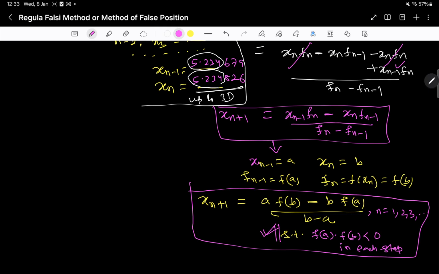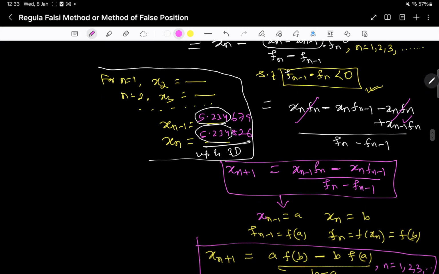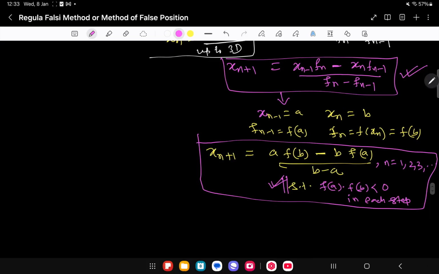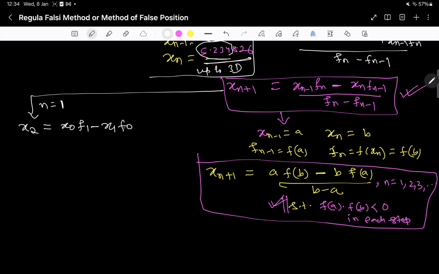Okay, so either you may use this or you may use this. Whatever is easy for you, you can recall it. Now on this basis, in view of this formula, suppose my n is equal to 1, then it will give me x2 is equal to x0 f1 minus x1 f0 by f1 minus f0.